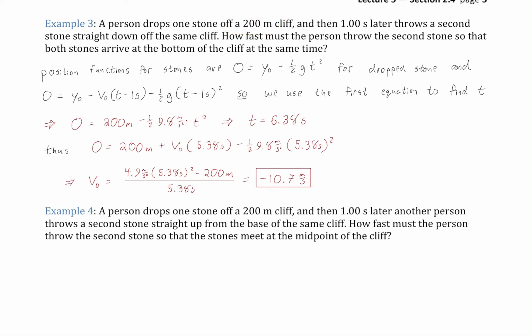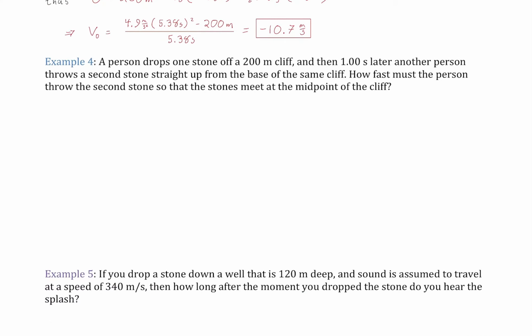If we change the height of the cliff, it'd be a different time, and thus would be a different initial velocity required to catch up. If we wanted to catch up halfway down the cliff, that'd also be a different problem. Speaking about halfway down the cliff, let's look at example 4.